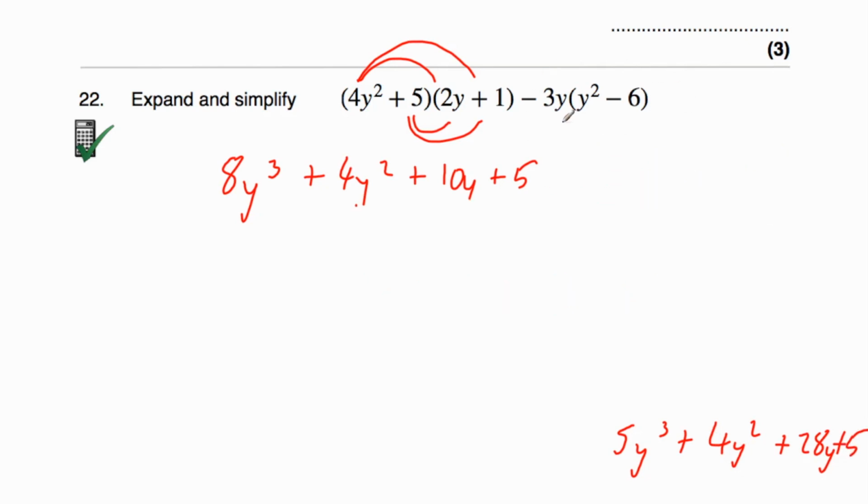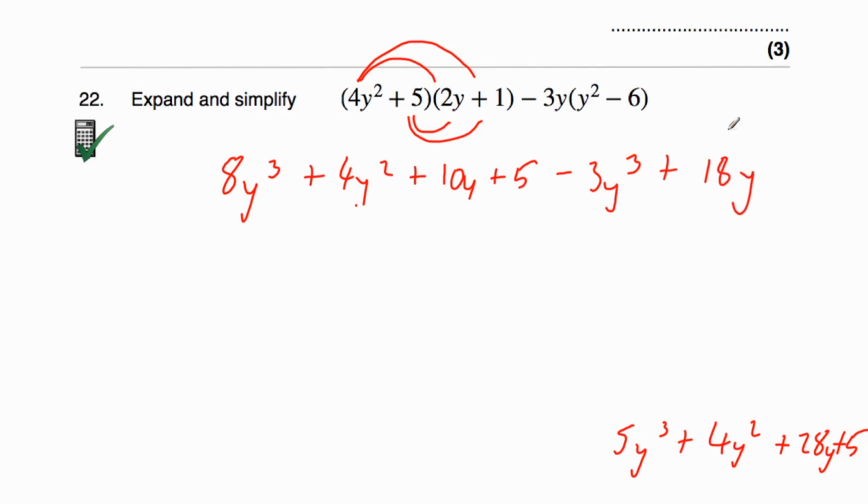Alternatively, and this is the approach that I would use because it's a single bracket, I would multiply what's in the bracket by minus 3y and just put it on the end here. So I would do minus 3y times y squared. Well, y times y squared is y cubed, and it's minus 3y cubed. And then minus 3y times minus 6, well, negative times a negative is a positive. 3 times 6 is 18, and we've got our y.